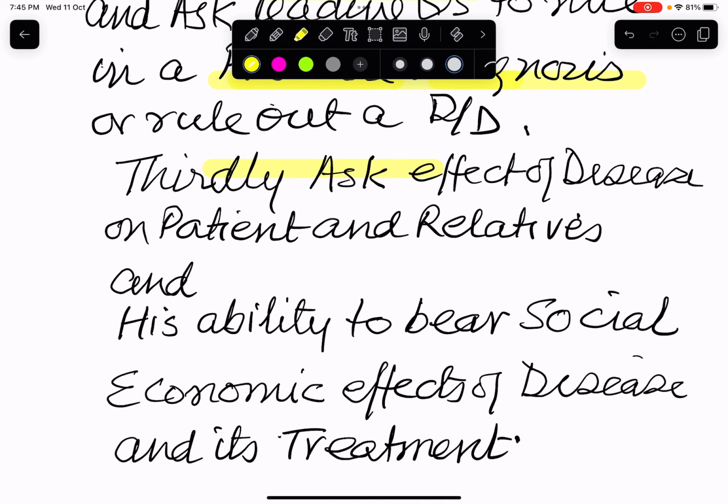Thirdly, ask the effect of disease on the patient and the relatives. Every disease has a widespread effect on the patient and the relatives, sociologically and psychologically. So, a good history always takes care of this component.